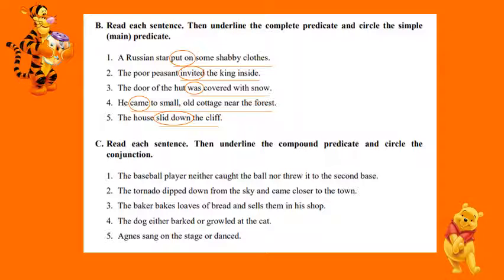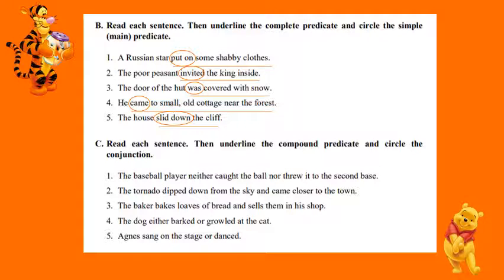Okay. Exercise C now. Read each sentence, then underline the compound predicate and circle the conjunction. Here we have to underline the compound predicate. And as you know, the compound predicate is made up of two or more simple predicates, and they must be joined with a conjunction, maybe a coordinating conjunction like and, or a correlative conjunction, either or, neither nor. So we have to circle the conjunction. Number 1, the baseball player neither caught the ball nor threw it to the second base.